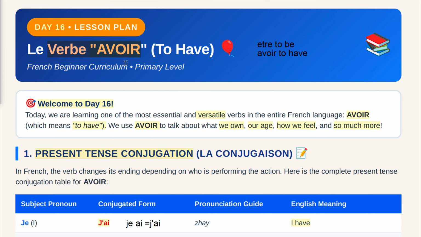So, before teaching this lecture, I hope you're already aware of être, as we have already done previously in lesson number 15. Être means to be. D'accord? Être means to be, and the verb avoir means to have. Okay? Avoir means to have.